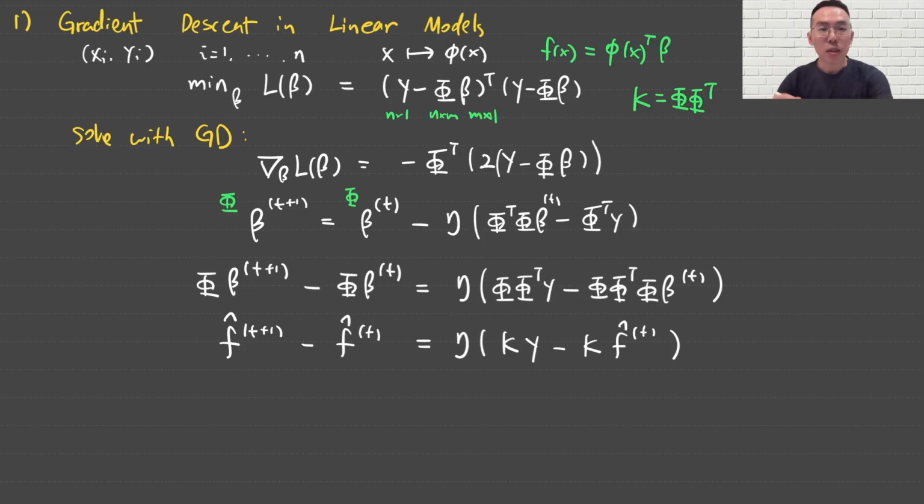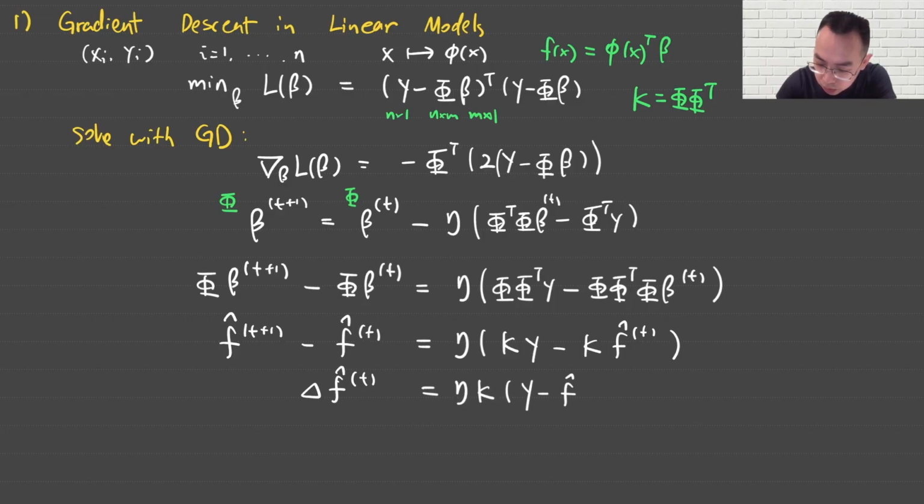See this equation here. The left-hand side is an update of the predicted value at step t. We run one gradient descent step, then we update our predicted value from f hat t to f hat t plus 1. So I can write that as delta f hat of t, which is the update for step t. And on the right-hand side, I have eta times K times y minus f hat of t.